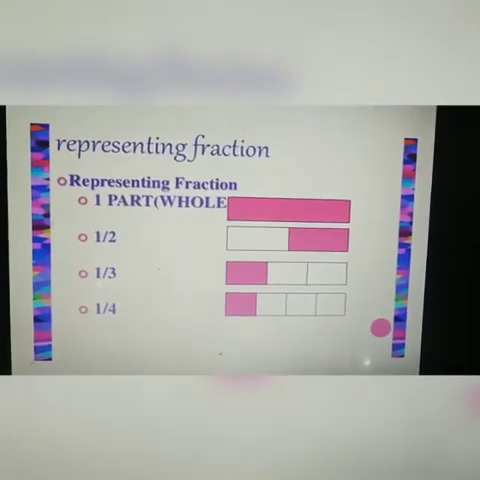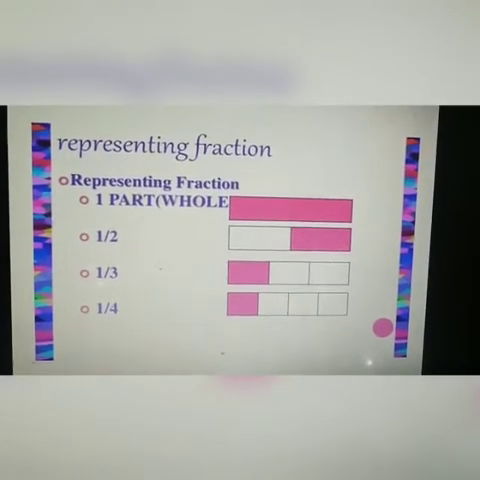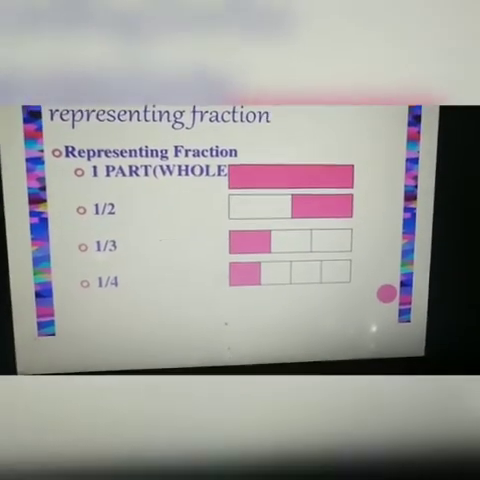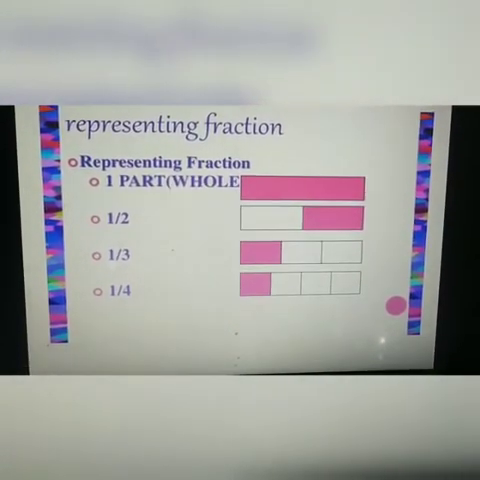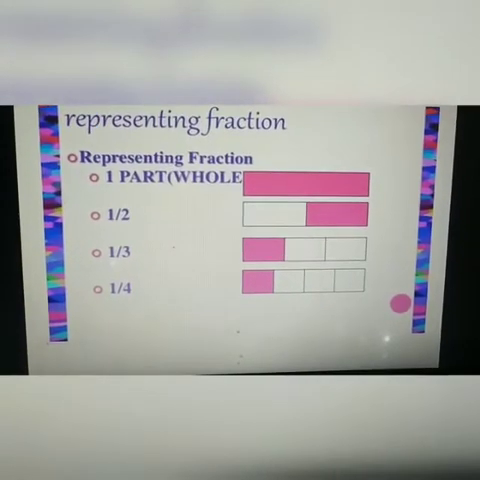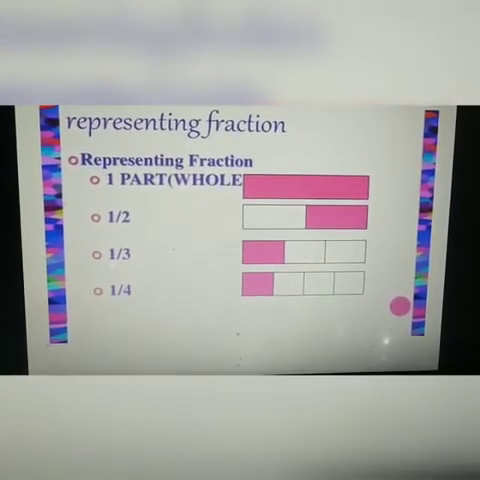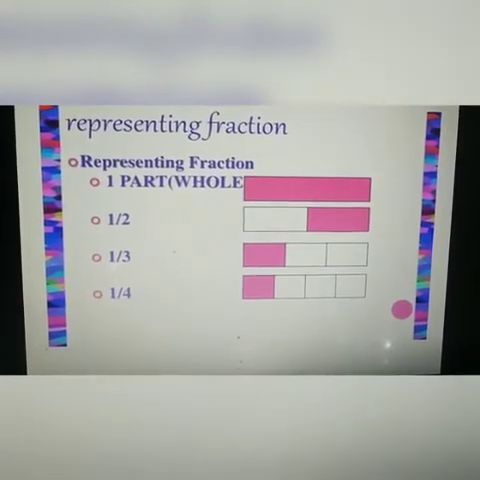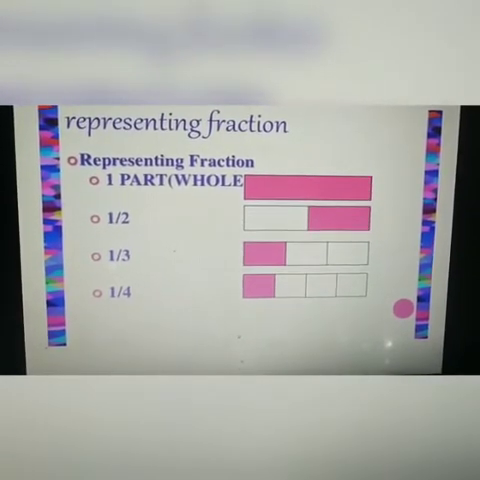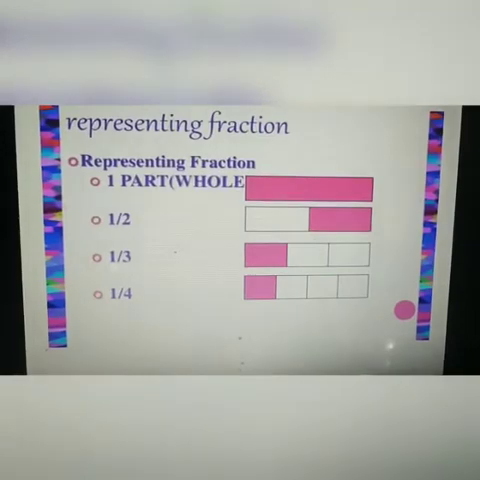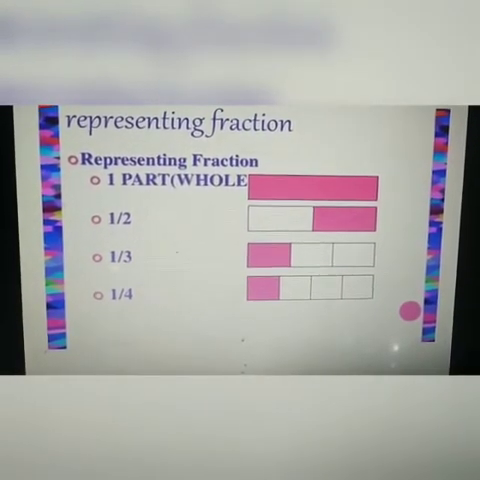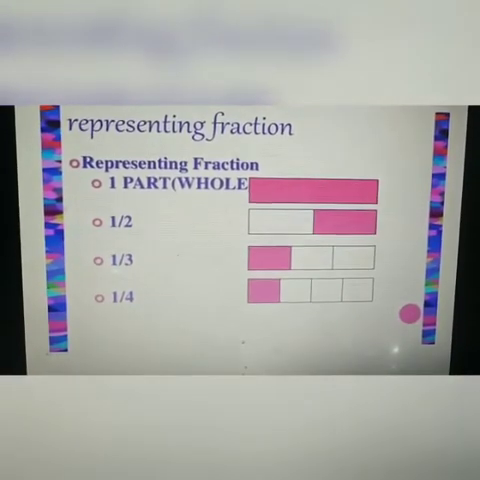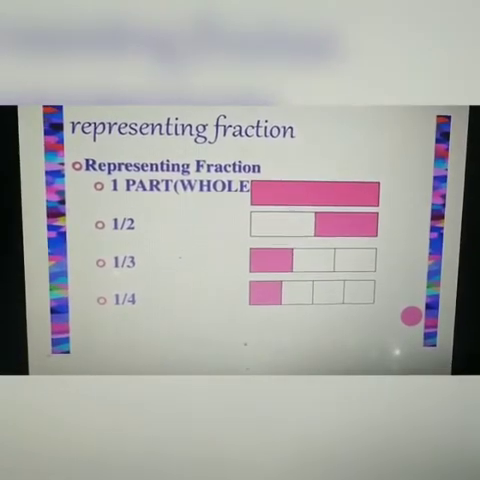So see students, this is the bar representation. In the first bar, the whole is colored. In the second, half is colored, so we can write the fraction as 1 by 2. In the third, one block is colored from 3 blocks, so total number of blocks is 3, and we can write it as 1/3. Then in the last, from 4 blocks 1 is colored, so we can write 1/4.